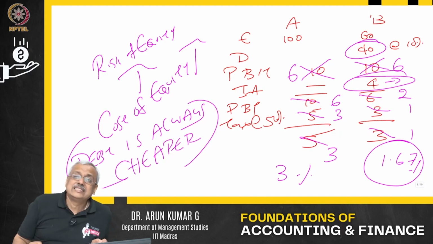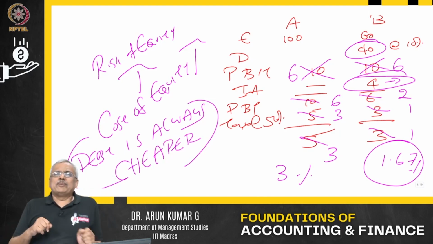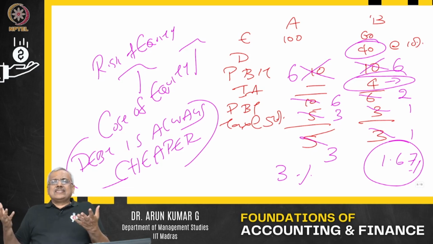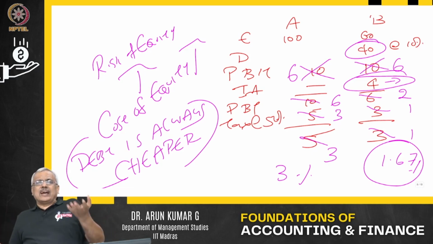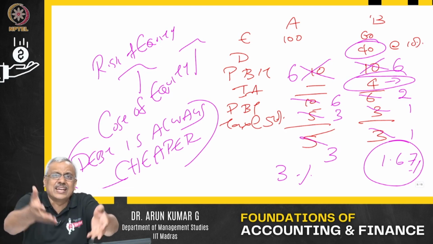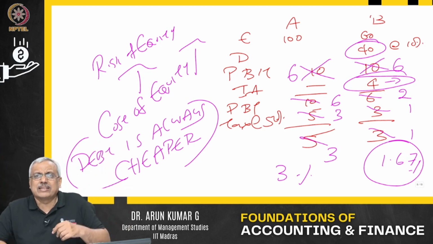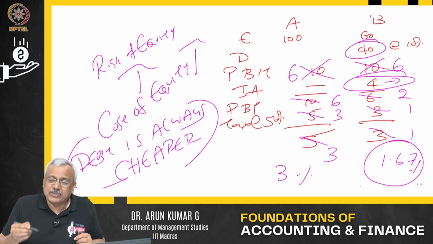Debt is always cheaper than equity out there. Why is debt cheaper than equity? Very simple. Debt you have an assured return, risk is low. Equity, no assured return, risk is high, so expected return is high. Debt expected return is low, so debt is always cheaper than equity. So what is the problem then?